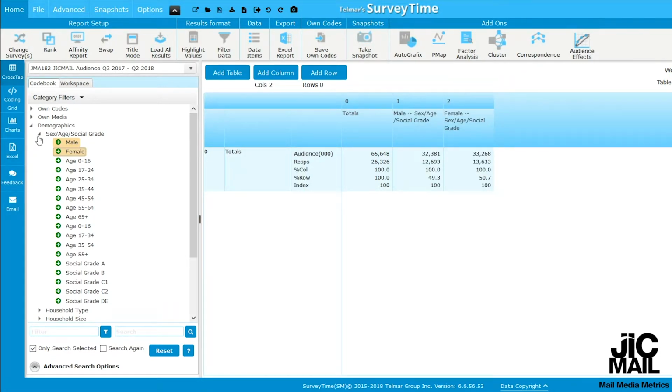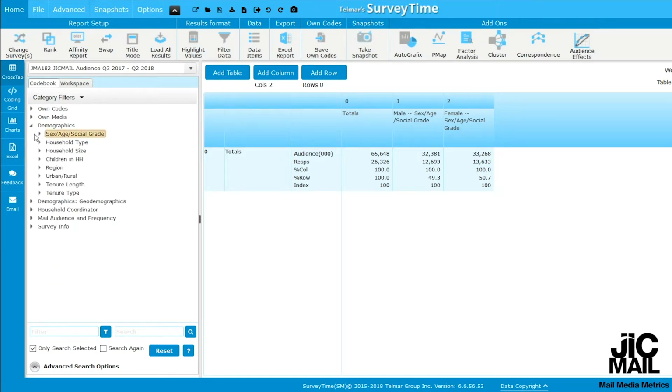Just a reminder what this is showing us. In the row here it says audience. So essentially we're looking at 65.6 million people in the population, of which 32.3 million are men and 33.2 million are women. In terms of our sample sizes in the JICMAIL audience database, we have 26,326 responses overall, of which 12.6 thousand are men and 13.6 thousand are women.